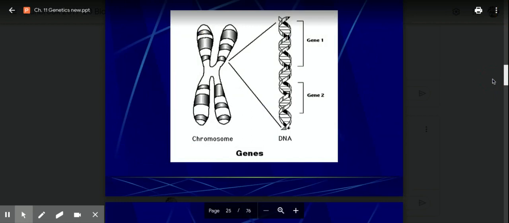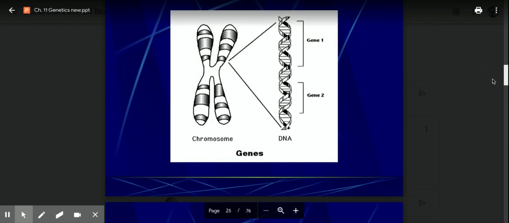Now, when we go to make sperm or egg cells, and this is true of anything that reproduces sexually, not just humans, when we go to make sex cells, remember, we don't put all 23 pairs in, we put 23 singles in as far as chromosomes go.